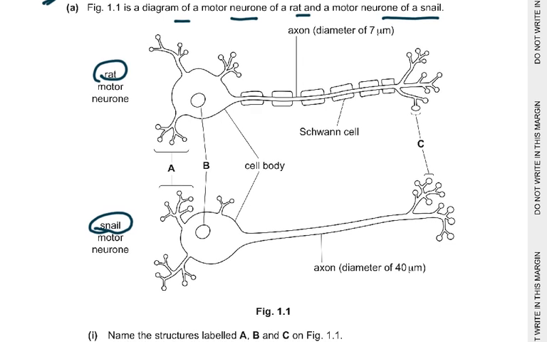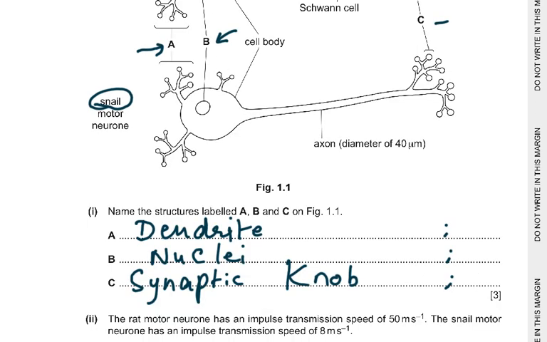A will be the dendrites, B will be the nucleus, and C will be the synaptic knob. So simple, A dendrite, B nuclei, because it's pointing to two nuclei, so nuclei, and C is the synaptic knob. 3 marks, and you got all these right, you got 3 marks.